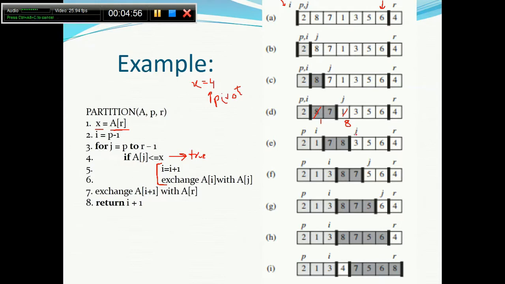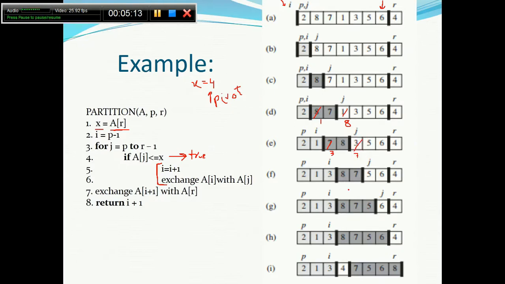Is 3 smaller than 4? Yes, the answer is yes. Then in that case, what will happen? i will go one step ahead up to here, and then it will swap this value 3 here and 7 will be here. You can see that whatever I'm doing, it is just doing in the second step. So this is the condition.